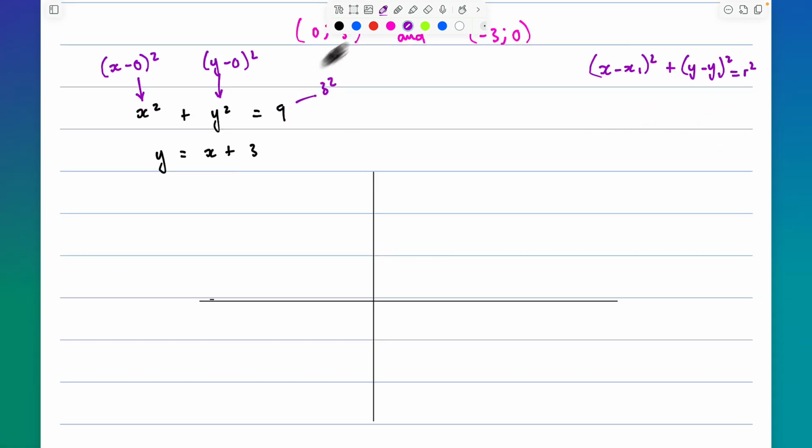So let's try to draw that, right? So we're going to have our circle. That means your x coordinate of your center is 0. Your y coordinate of your center is 0. That means it's at the origin, right? And then your radius is going to be 3. So let's say our 3 is over there.